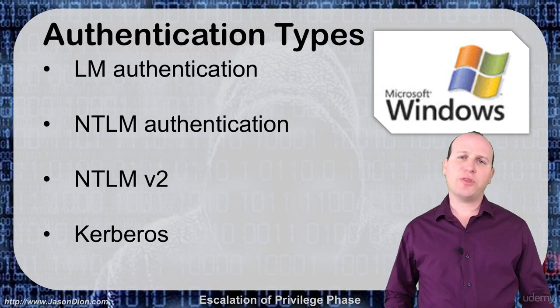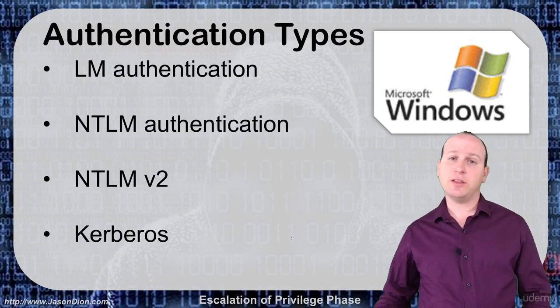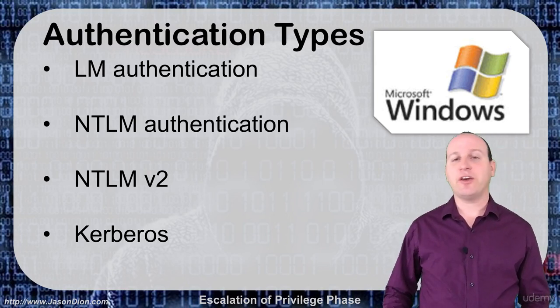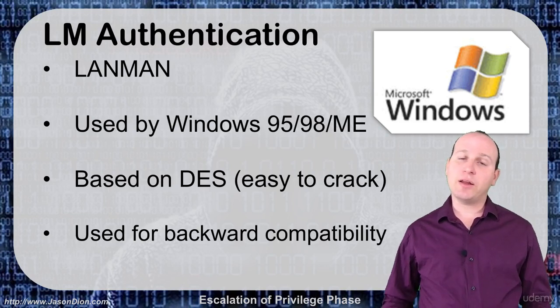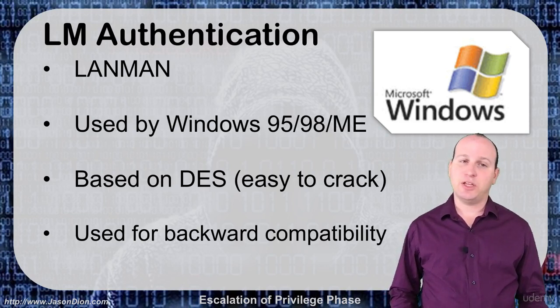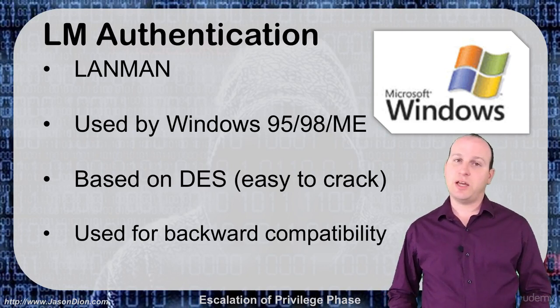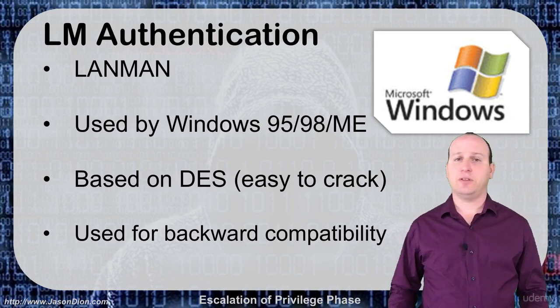Now, there's many different authentication types used in Windows. There's LANman authentication, there's NT LANman authentication, NT LANman version 2 authentication, and Kerberos. So we're going to talk about LM authentication. So LM authentication is LANman authentication. It was used by Windows 95, 98, and ME. And it's based on DES, which is the Data Encryption Standard, making it very easy to crack. DES is only 56 bits long, therefore most modern computers can crack it fairly easily.